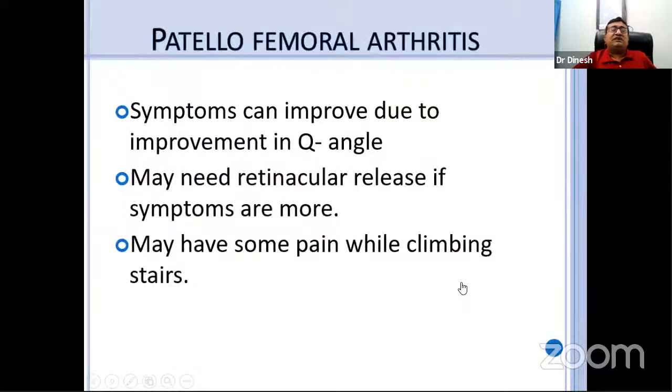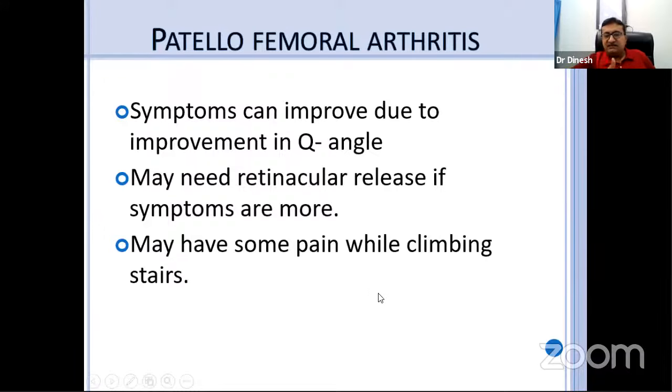Patellofemoral arthritis is considered a relative contraindication for high tibial osteotomy, but it is only relative. It can be a possible candidate, because symptoms can improve due to improvement in the Q angle. After doing high tibial osteotomy, the Q angle improves, so symptoms indirectly improve. Or it may need, as Dr. Milind Chaudhary has suggested, a retinacular release if symptoms are more, and it gives reasonably good results after retinacular release.